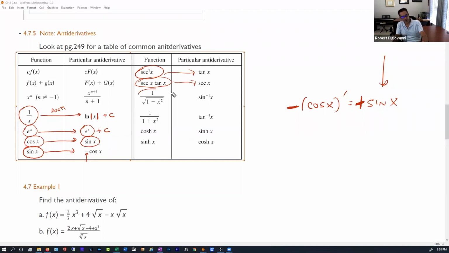Okay, the next one, we learned that last class. Actually, didn't we prove that? Didn't we prove that the derivative of arc sine of x was 1 over the square root of 1 minus x squared? We actually showed that. So we should know that now.